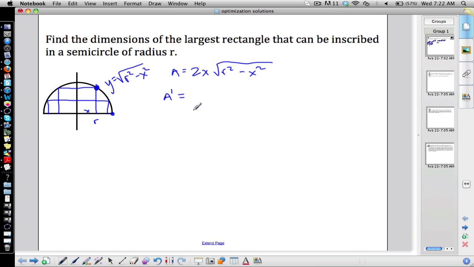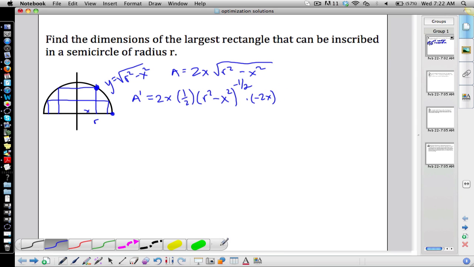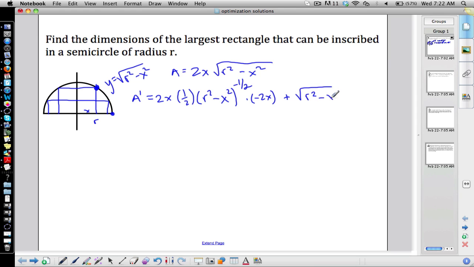So A prime is equal to first derivative of the second, bring down the half, keep the inside alone, times the derivative, minus 1/2 times the derivative of the inside, which is negative 2x. Plus, so first derivative of the second plus the second derivative of the first, which is just 2.